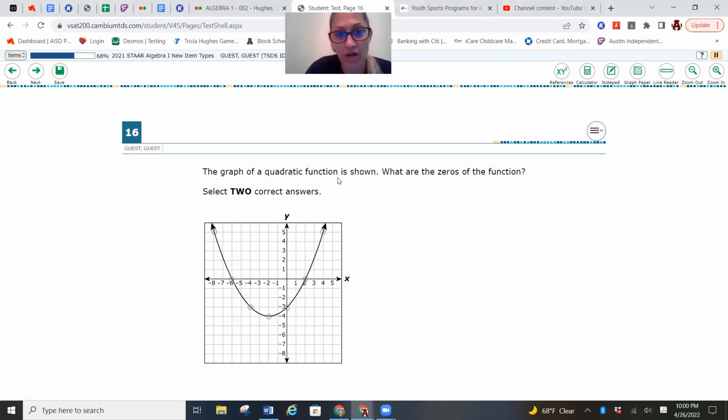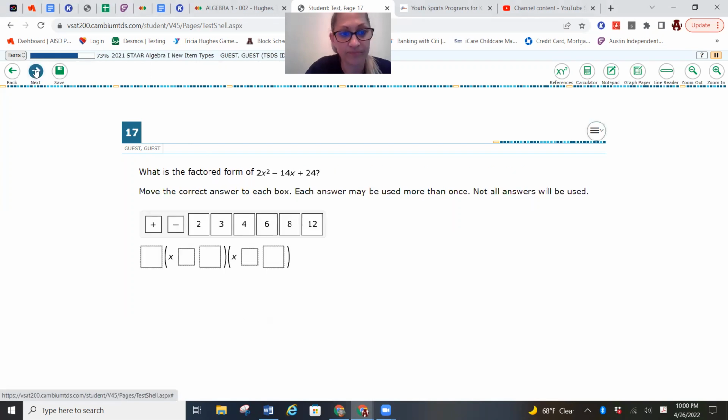The graph of a quadratic function is shown. What are the zeros? The zeros is where it crosses the x-axis. Okay, here's a 0. Here's a 0. There's 2 correct answers. There they are. Save, move on.